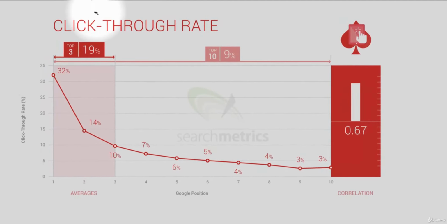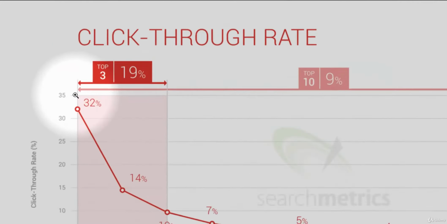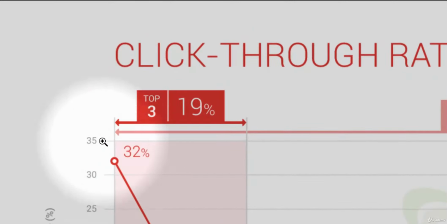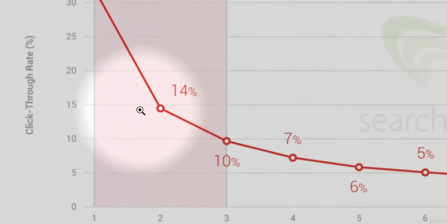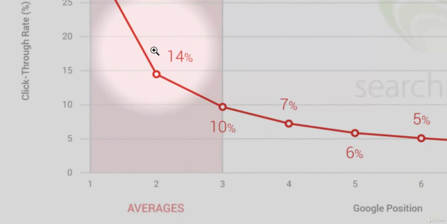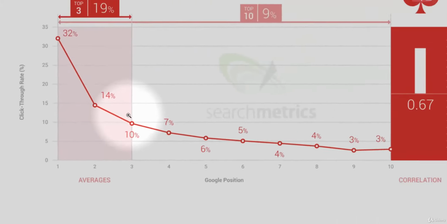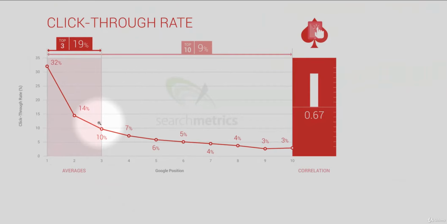Let's come to this research. In this graph, it's actually a bit different from what I have said earlier. That is, it concentrates on the position. If you rank first, then the average CTR is 32%. If you rank second in the Google search result, then your CTR will be 14%. If you rank third, then your CTR will be 10% only. And it goes on like this. So if you get the top position, then your CTR will be higher.